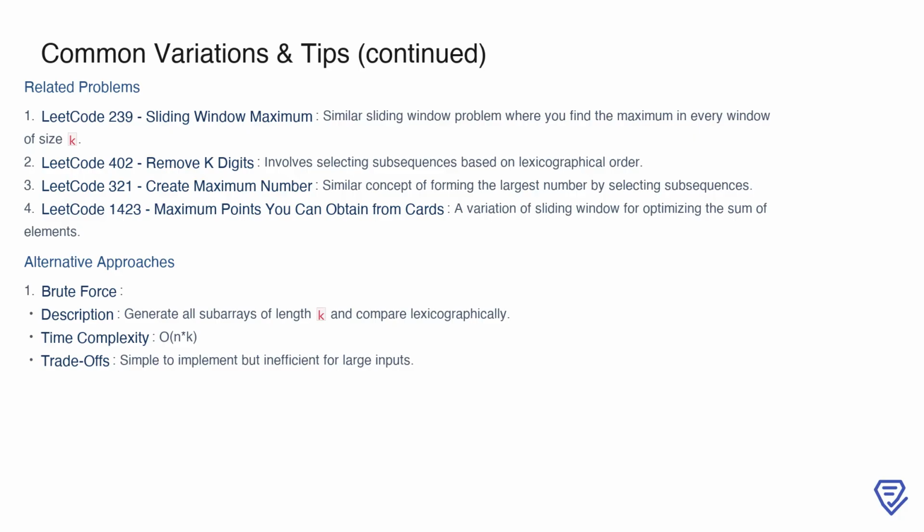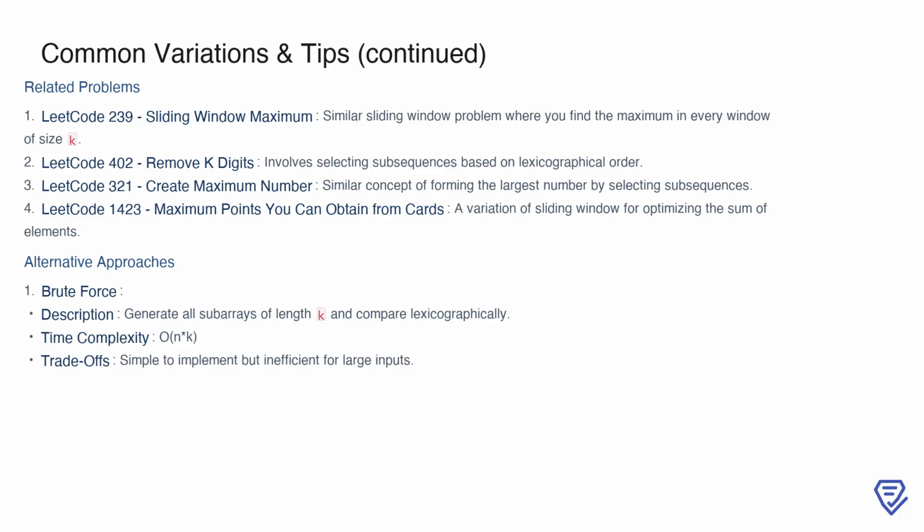Similarly, LeetCode 402, remove k digits, involves selecting subsequences based on lexicographical order, which is directly relevant here. LeetCode 321, create maximum number, also requires forming the largest number by selecting subsequences, and LeetCode 1423, maximum points you can obtain from cards, applies a sliding window technique to optimize the sum of elements. Exploring these problems can deepen your understanding of related techniques.